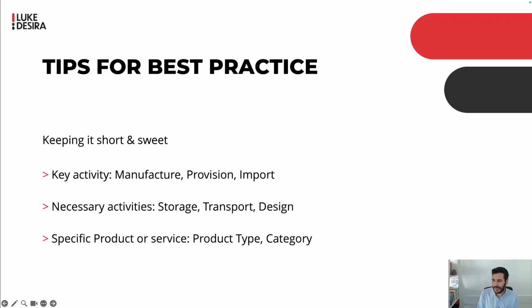So some tips to keep it short and sweet: we have to have some type of, let's call it, key activity. So you're provisioning a service, you're manufacturing, you're importing, you're setting up, you're performing customer service. Okay, you're going to include any necessary activities, so you're storing, transporting, designing, building, etc., different elements of activities within your value chain, and you might also want to include the product type and category.